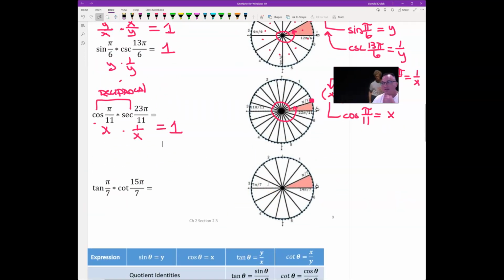All right. Okay, pi over 7, the tangent. So now here's a circle cut into pi over 7 slices.